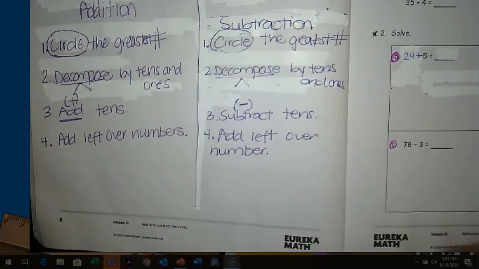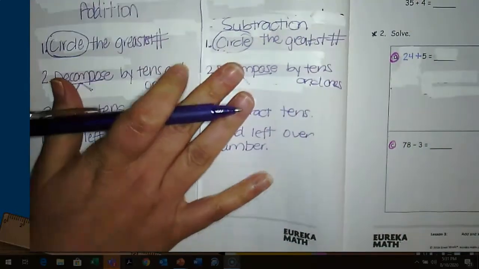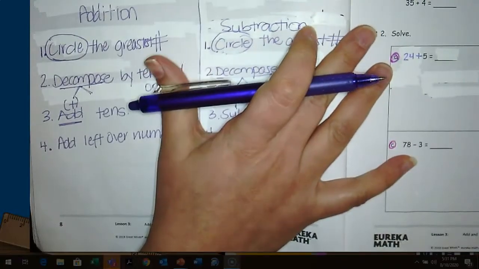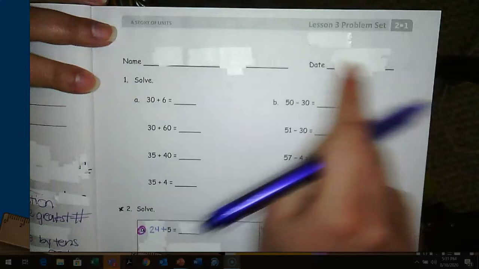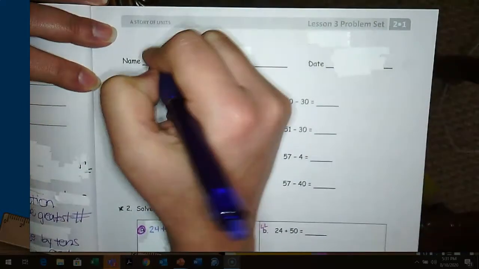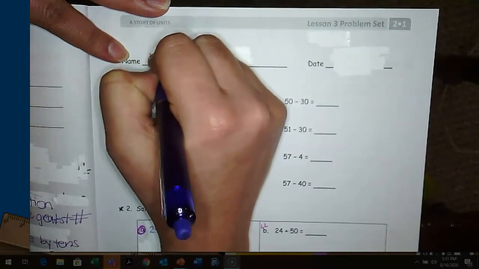Well, let's practice. I'm going to move to page number 1. And the first thing I'm going to do is write idea 56 and 57. Idea 56 is write your name and date.